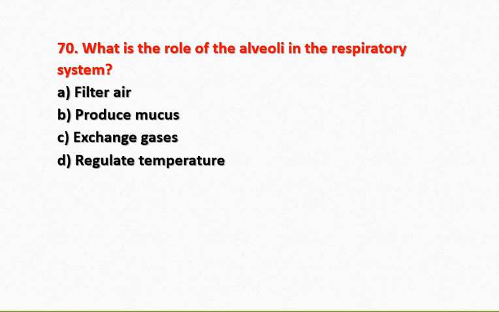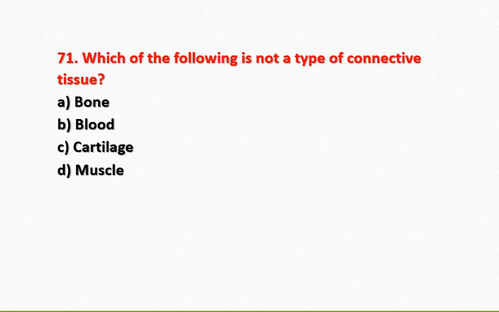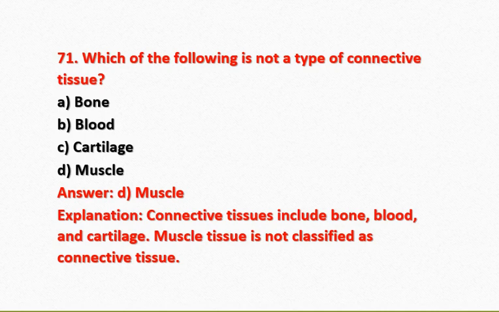What is the role of alveoli in the respiratory system? Correct answer is option C. Exchange gases. Which of the following is not a type of connective tissue? Correct answer is option D. Muscle.